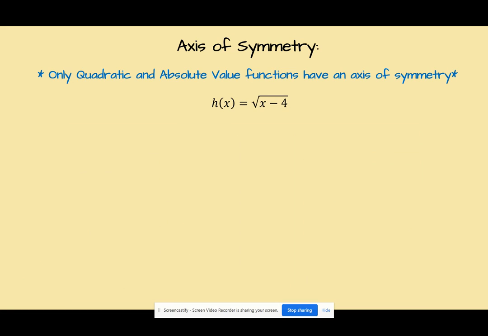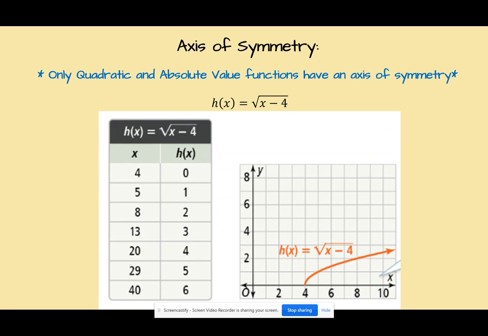All right. This one is a square root function because I see the square root symbol. So square root functions don't have axis of symmetry. If you look at the table, there are no repeats there. Okay, so I can see they're all increasing, all my y values. You can also tell from our graph, there's no line that I could draw vertically that's going to make this mirror reflect onto itself.